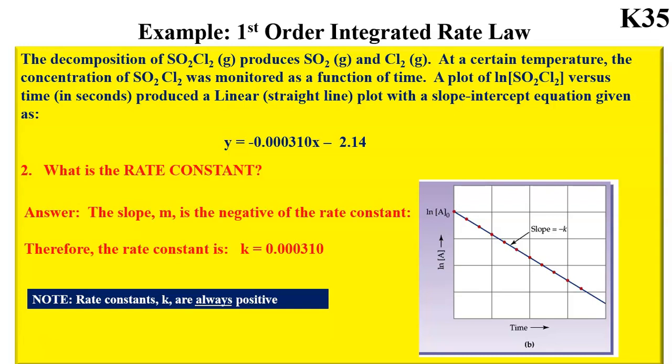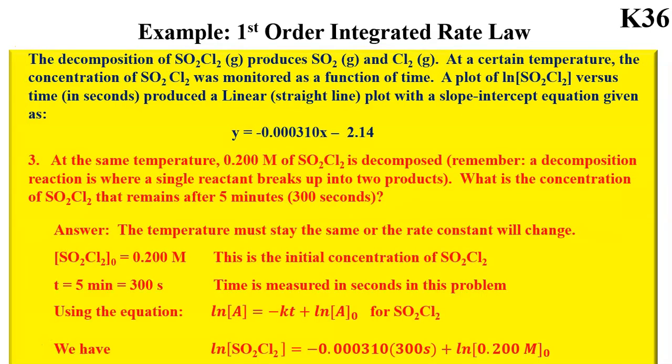The second question, what is the rate constant? Well, there it is. It's the negative of the slope of that line. The slope of that line is minus 0.000310. So if you take off the negative sign, that's the rate constant. A rate constant is always a positive number. Okay. So the slope m is the negative of the rate constant. Therefore, the rate constant is 0.000310. Note, rate constants k are always positive.